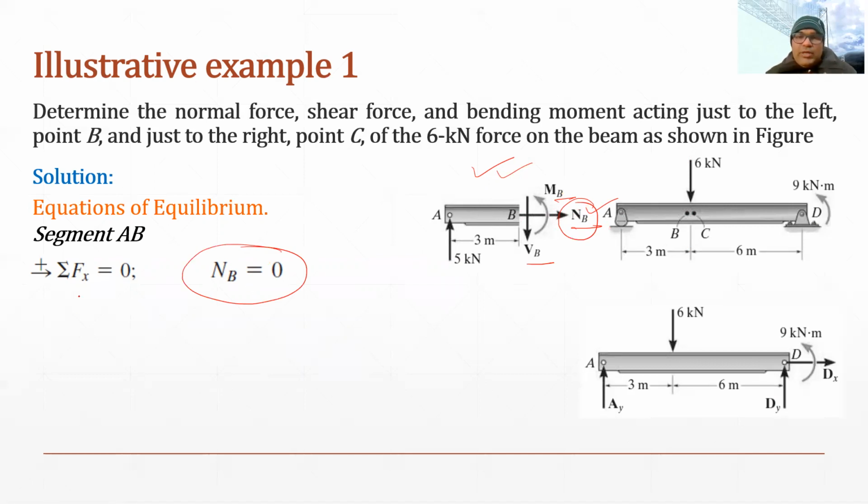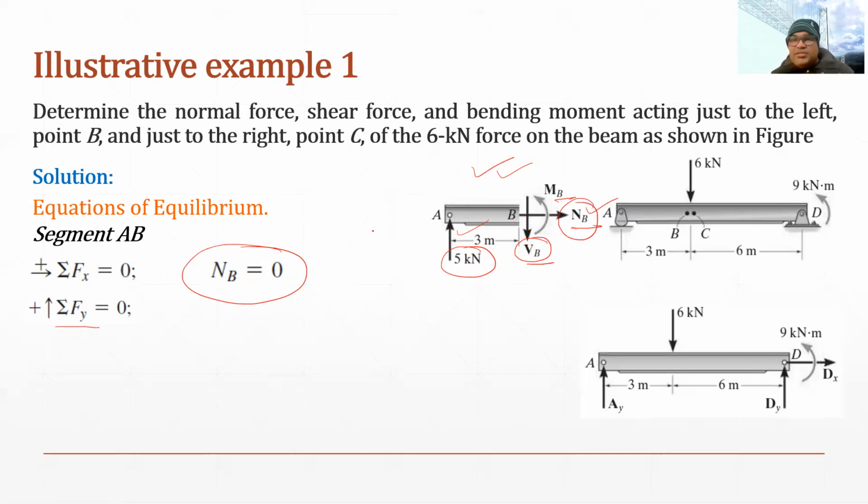Similarly, to calculate the value of VB, we will use the second equilibrium equation, according to which the algebraic sum of vertical forces should be equal to 0. In the free body diagram, there are two vertical forces. One is the reaction at A, and the second is the shear force at B. We have made the sense of shear force at B downward, and reaction at A is upward.